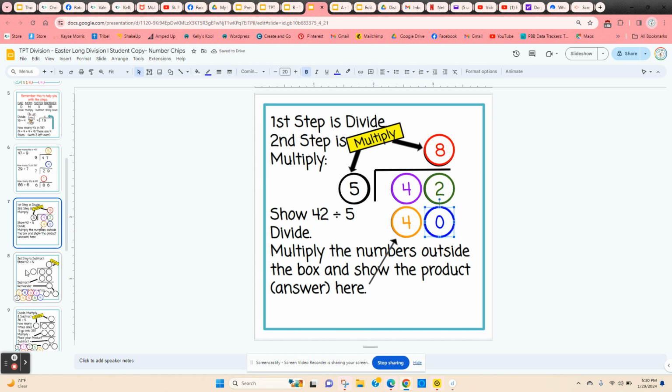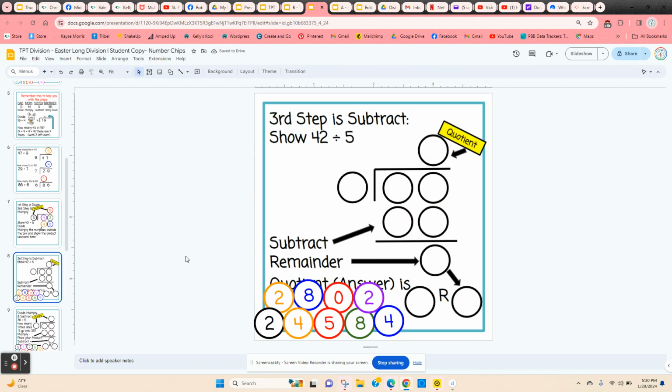The next slide, it's going to be the same problem, but they're going to add the next step, which is subtract. So they know where the numbers go. That part's easy. And as these problems get more difficult and longer, when they get to the end and the numbers aren't working, they know they've made an error somewhere and they need to go back and check. So in that way, it's self-checking.